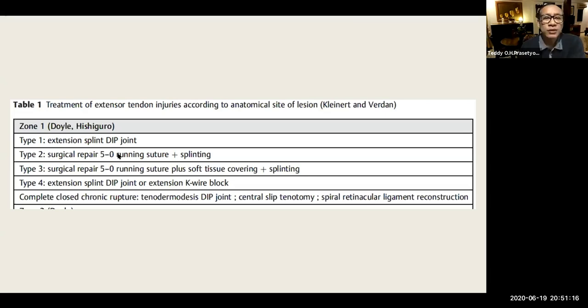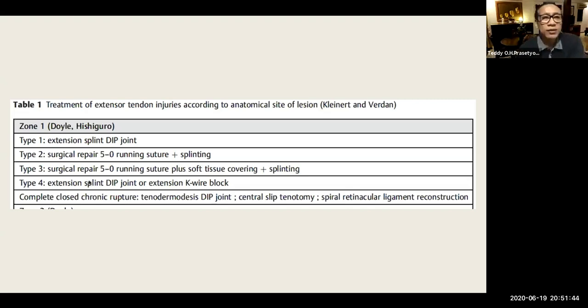Do not use cutting or reverse cutting type because you deal with the fibrous structure, which is very easy to be torn with your sharp needle if you use the cutting or reverse cutting needle. And all of this type 1, 2, 3 is provided also with the splinting, while type 3 is different. Not only do you repair the tendon, but also you need to provide soft tissue covering with flaps mostly.